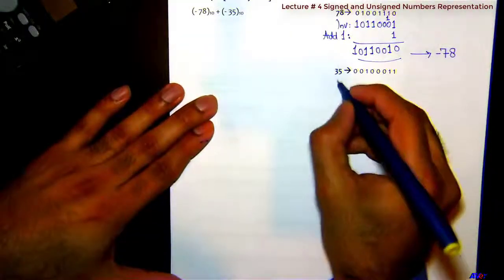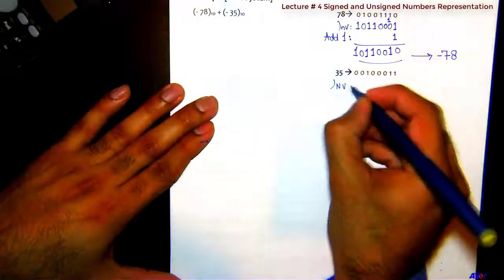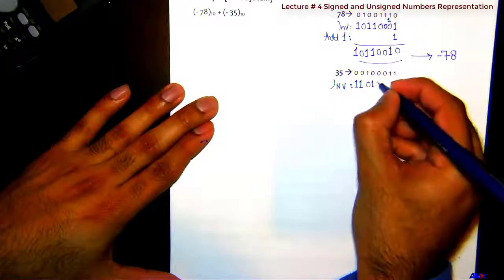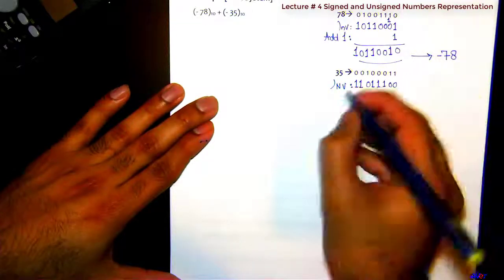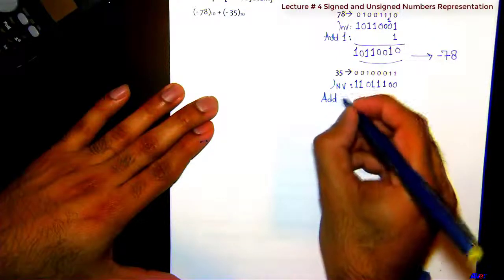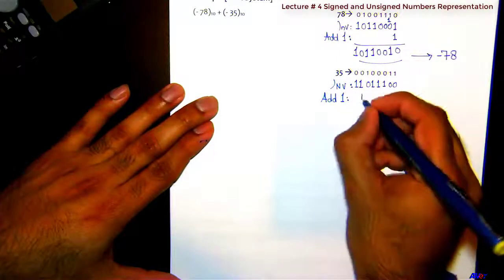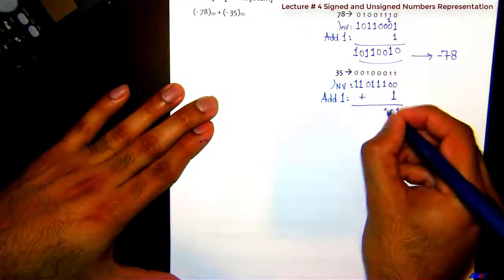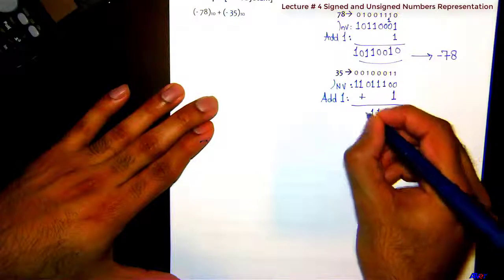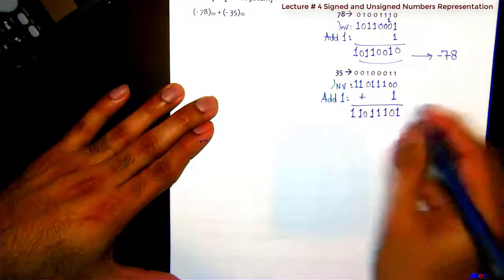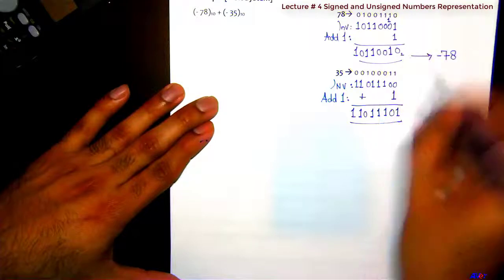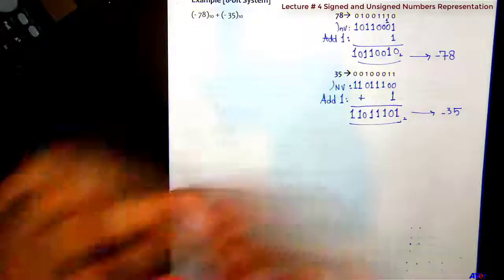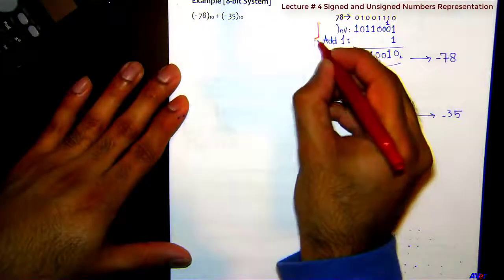We do the same thing for 35. Let's invert the bits. 1, 1, 0, 1, 1, 1, 0, 0. Add 1. So you get 1 here, 0 here, triple 1, 0, 1, 1. Okay. And this corresponds to negative 35. Okay. Remember, we're just doing this 2's complement here.